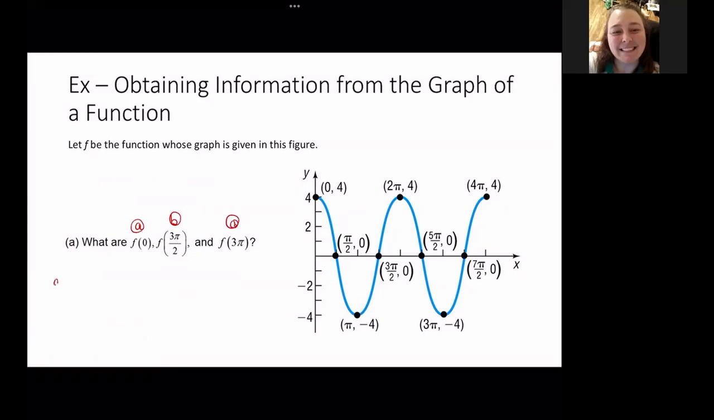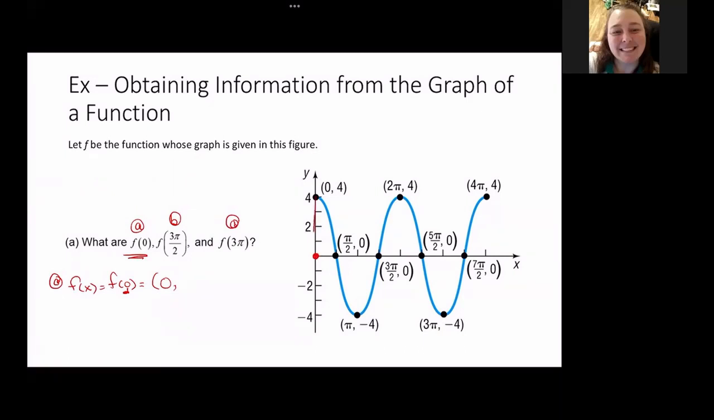So for baby A, f of x equals f of 0, which means my x is 0, right? Because 0 is x. So if I look on my graph, what's the point at 0 here? It's this point right here, (0, 4). We can read that right off the graph.